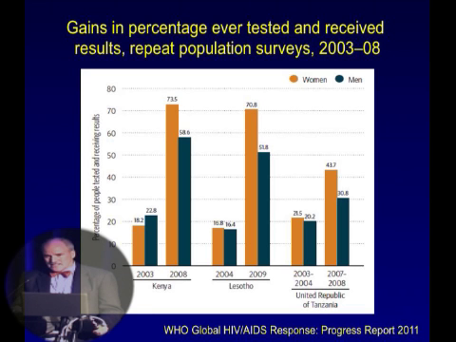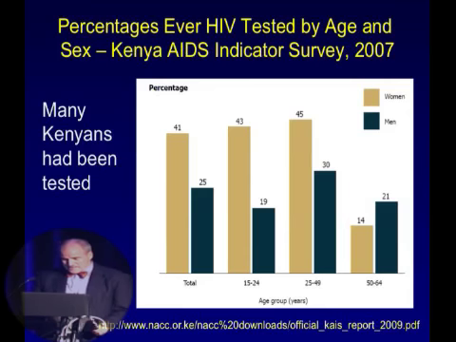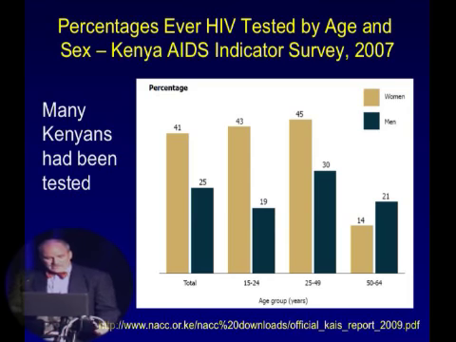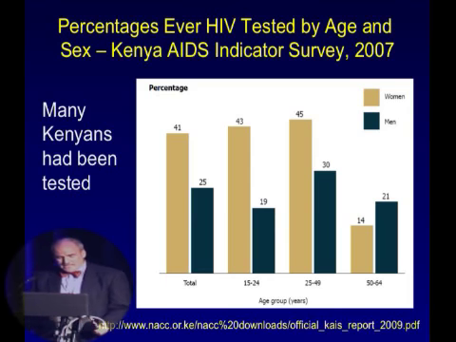We've been fretting about HPTN 043 only achieving, in the context of a clinical trial, 40 or 50% coverage. Here on a national basis in Kenya, they're well over 50% of people who've ever been tested. However, I want to make an important caveat. This is from the Kenya AIDS Indicator Survey, a nationally representative survey, and we could see at this point in 2007, many Kenyans had been tested.